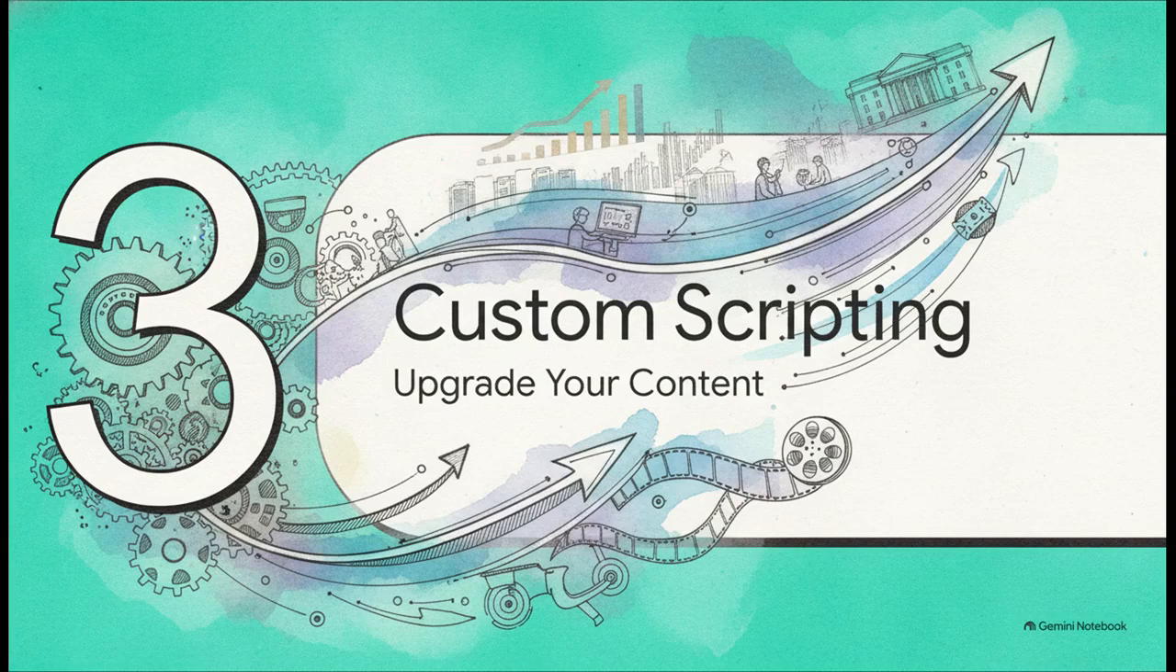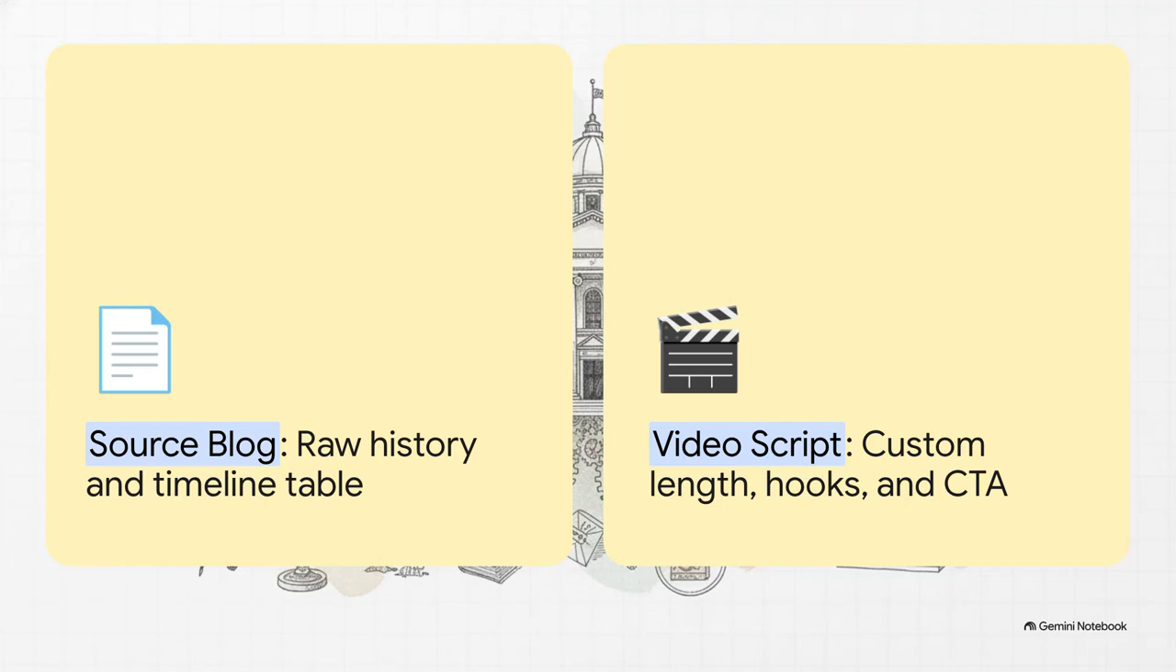Okay, Section 3, Custom Scripting, Upgrade Your Content. This is where we shift over to the actual utility of the package and how the author takes all this raw material to the next level. This part brilliantly illustrates the author's offer to completely upgrade your workflow. Because on one side, sure, you have your raw history and that super easy reference timeline table, but on the other side, you have an actual, fully drafted script.